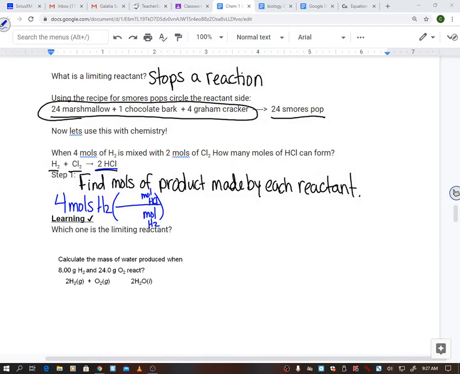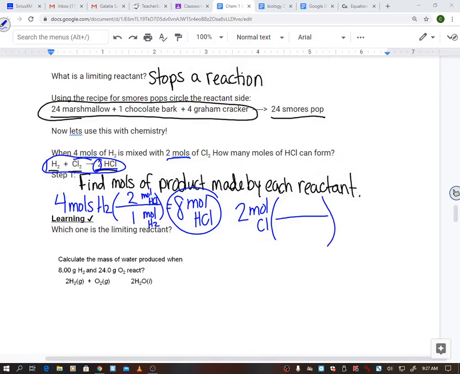When I have a mole to mole, I am going to use this equation right here. For every 1 mole of hydrogen, there are 2 moles of my product. So 4 times 2, 8 moles of HCl. Right? So if I have 4 moles of hydrogen, I'm going to make 8 moles of my product. Now, they also say I have 2 moles of chlorine. So I'm going to put that right here.